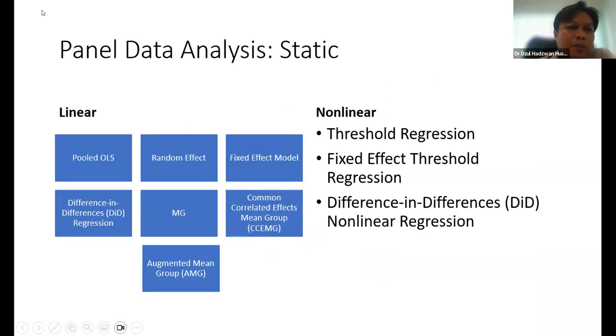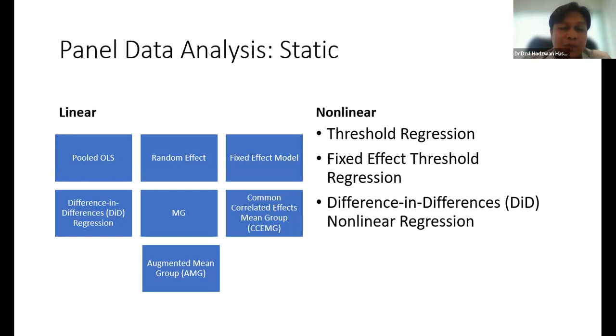Okay, now we proceed to panel data analysis. So we go to the static one. In panel data analysis, we have static and dynamic, because panel data can deal with constant information and trend information. So in this case, let's say our available data is only suitable for static analysis for panel data.